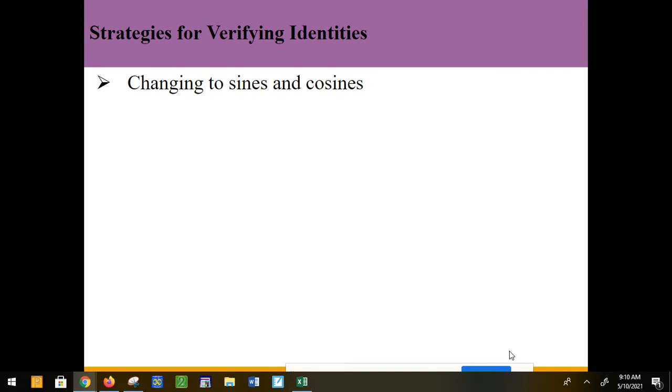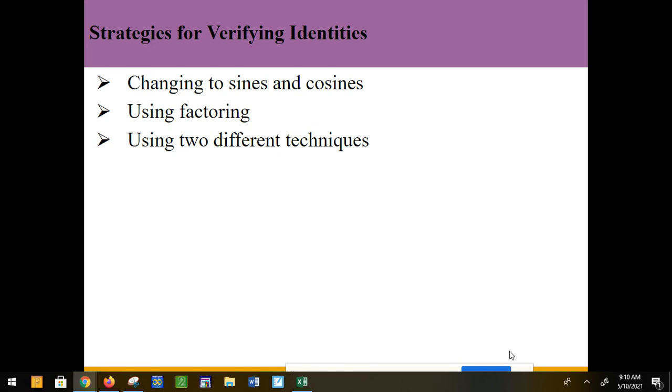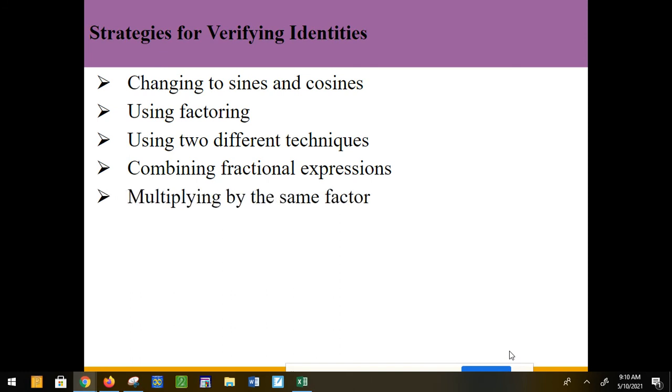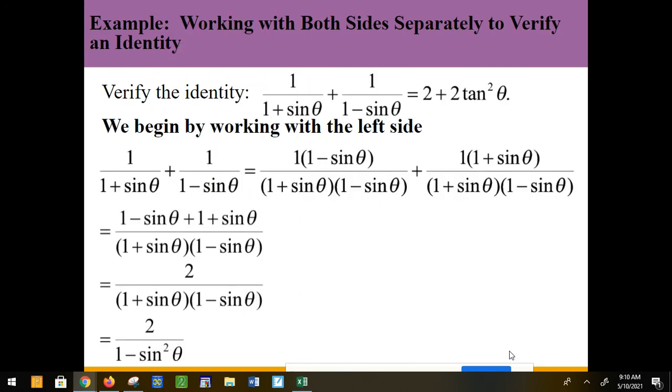So one of your strategies can be changing sines to cosines, or changing from other identities to sines and cosines. Like if you have a secant, change it into a cosine, that kind of thing. You might need to use some factoring, like in one of the examples we just did, we did a GCF factoring. You might have to use more than one technique. If you have 2 fractions, you probably need to add or subtract them. So getting a common denominator is something you'll most likely need to do if that's what you're presented with. Multiplying by the same factor.